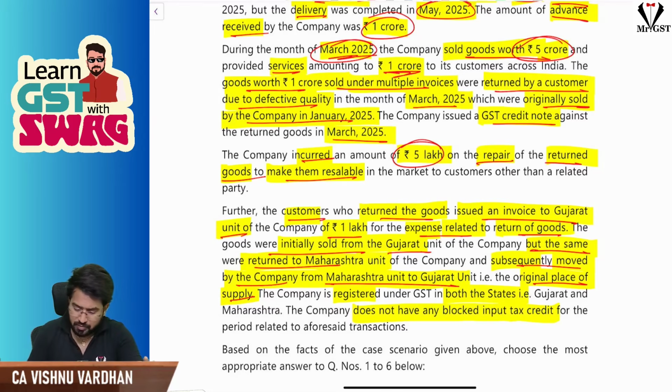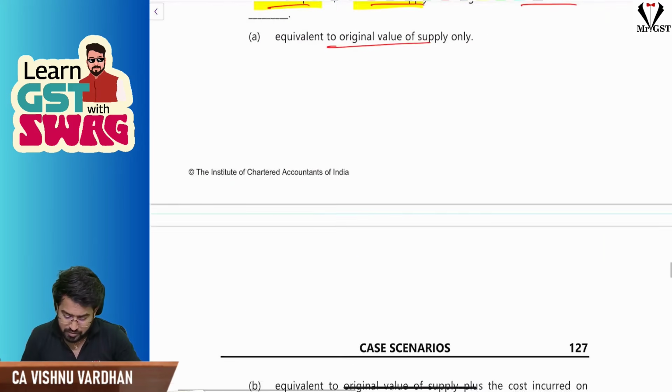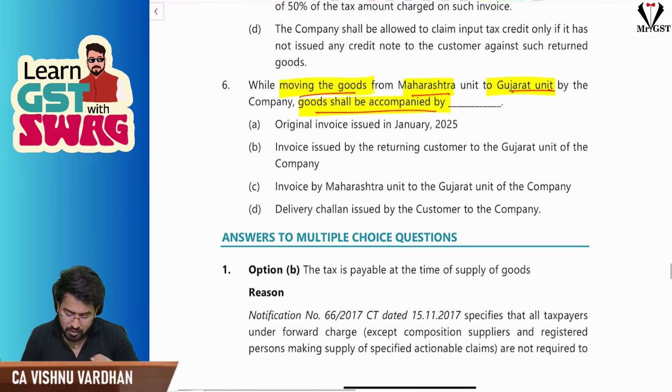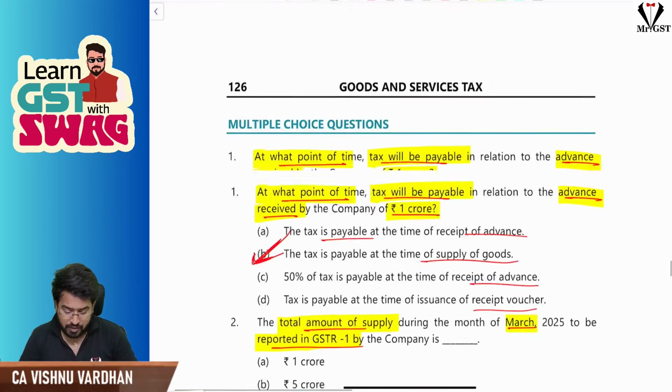The original place of supply is Gujarat, and the company is registered in both the states. That means when they move goods from Maharashtra to Gujarat, both states are registered, so it is nothing but a distinct person. Obviously, they have to raise an invoice. Here, it is accompanied by the original invoice issued by the returning customer, and an invoice by the Maharashtra unit to the Gujarat unit of the company, that we have to take. Okay, fine.